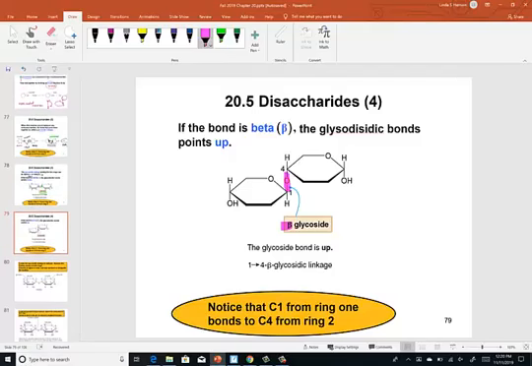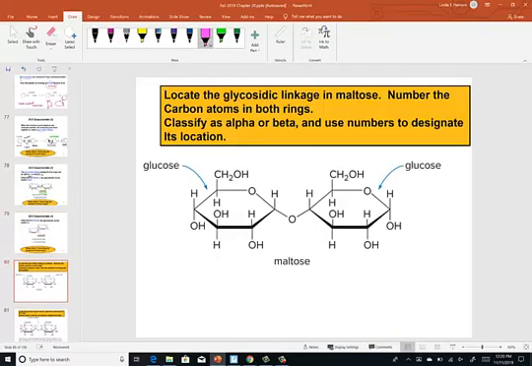So a lot of opportunity to apply this from monosaccharides to the disaccharides. Here's a practice. It asks us to locate the glycosidic linkage in maltose. Notice this is a disaccharide composed of 2 monosaccharides. The glycosidic linkage goes from the anomer carbon here all the way to carbon 4 on the second ring. Carbon 1 from the first ring attaches to carbon 4 from the second monosaccharide. Since this is pointing down, it's an alpha glycosidic linkage. When we number, we always start with carbon 1 being the anomer carbon.